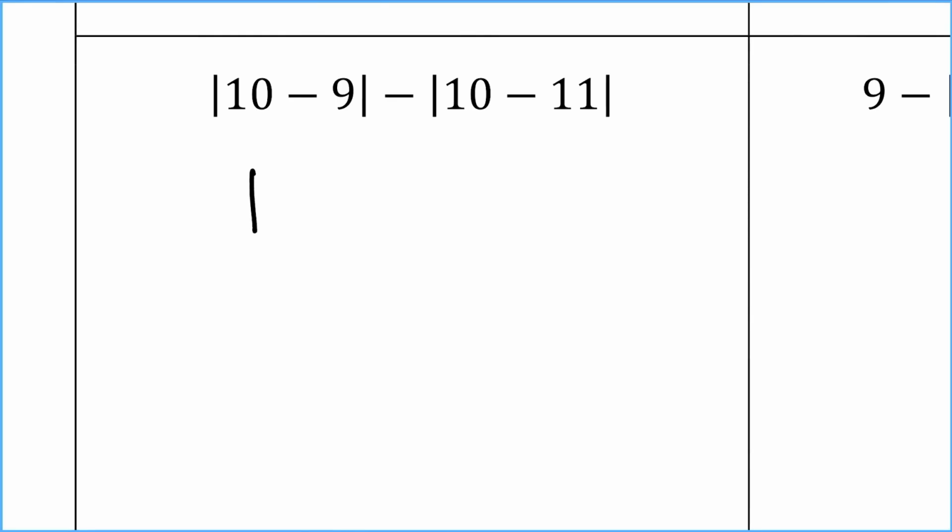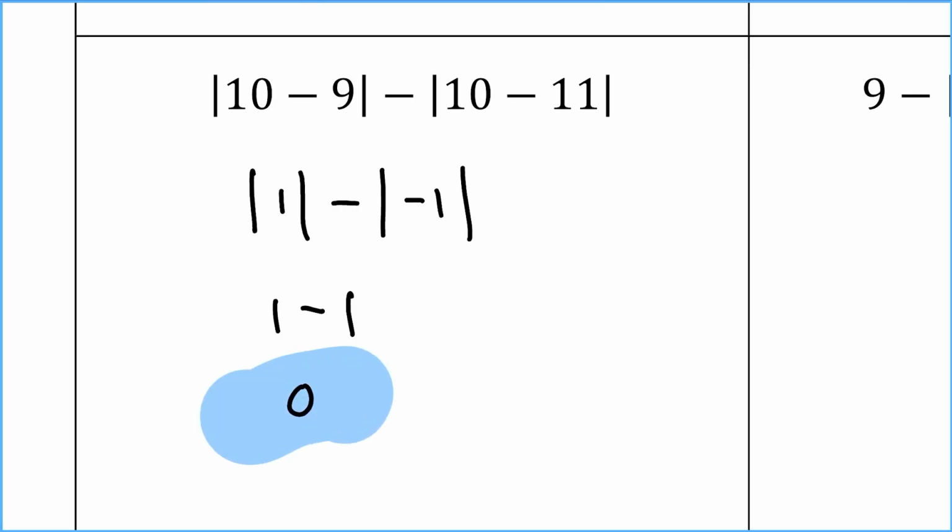10 minus 11 is negative 1. Ooh, okay. Those are absolute values and those are ones, right? So the absolute value of 1 is 1, and the absolute value of negative 1 is 1, and 1 minus 1 is 0. Answer there is 0.